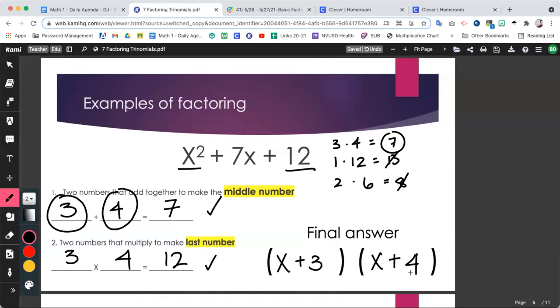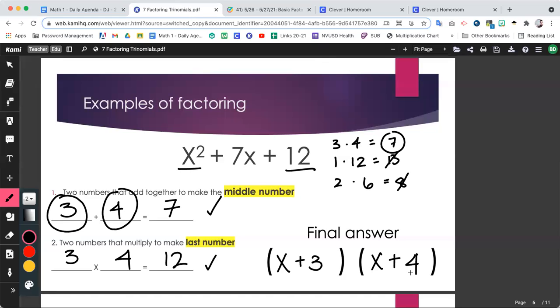Yes. You guys know what that's called when you can move things around like that and they're the same thing? Starts with a C, commutative, okay? So when you can move things around, it's called commutative property, and that's okay because multiplication is commutative. So x plus 3, x plus 4, if you move them around, it'd be the same thing, okay?